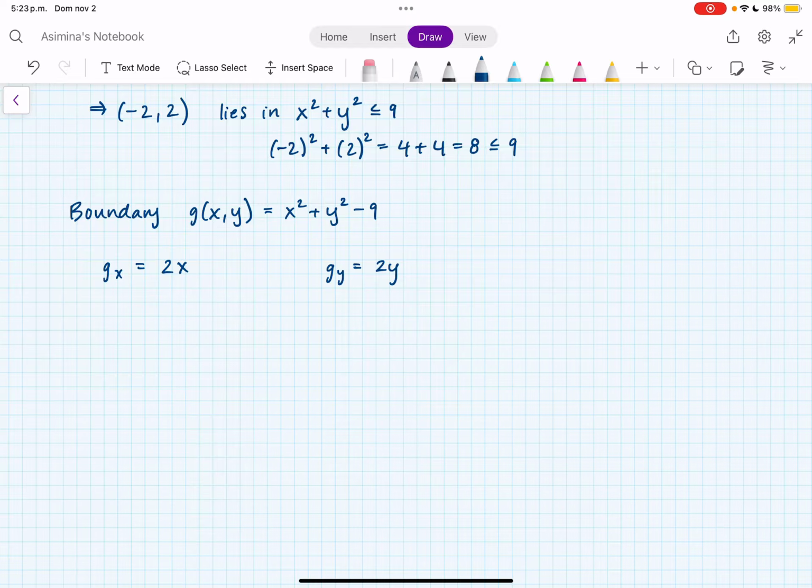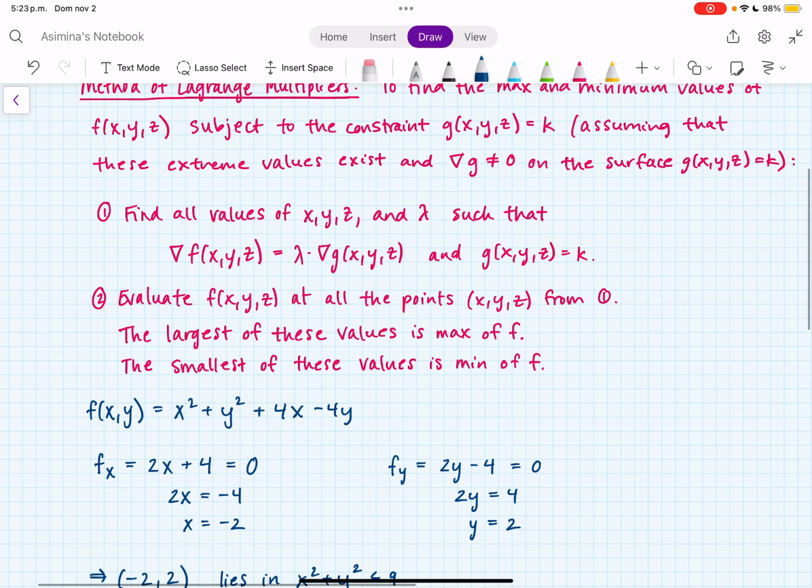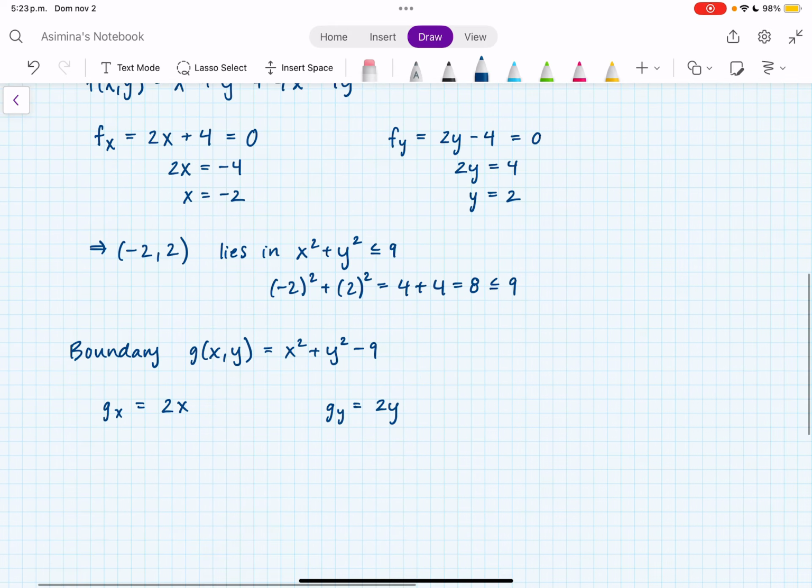Now, what do we do from here? Step 1 of the method of Lagrange multipliers tells us that we want to find all values of x, y, z, and lambda such that the gradient of f equals lambda times the gradient of g. So that's exactly what we're going to do now.